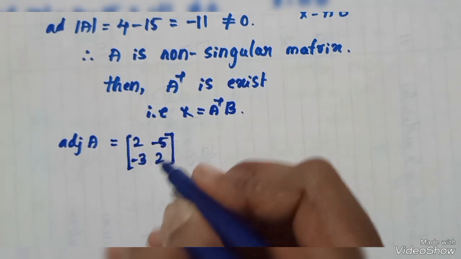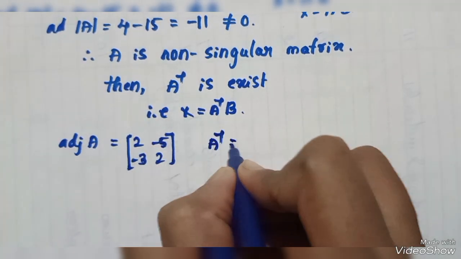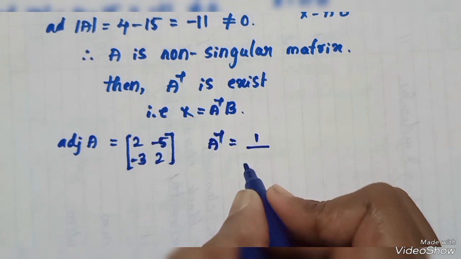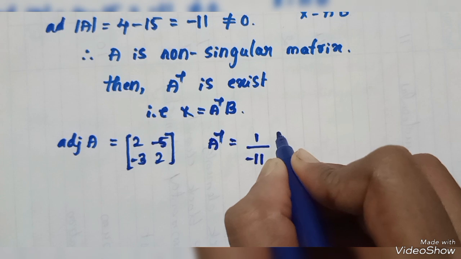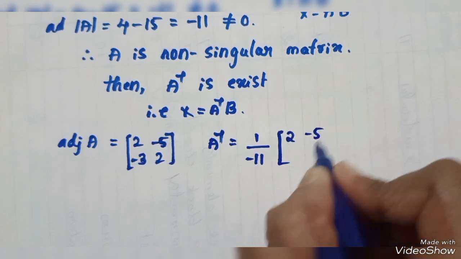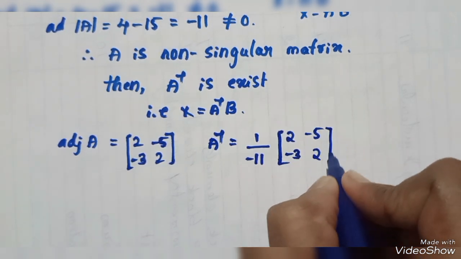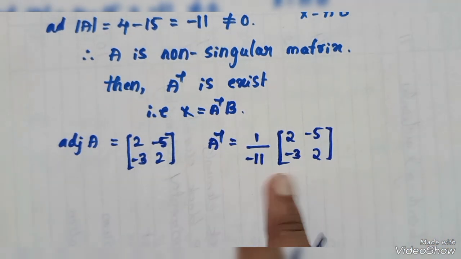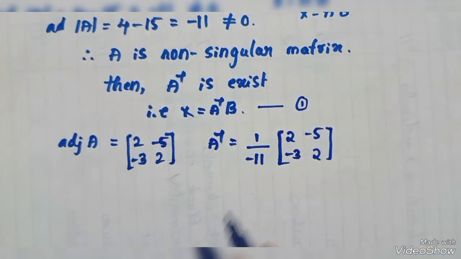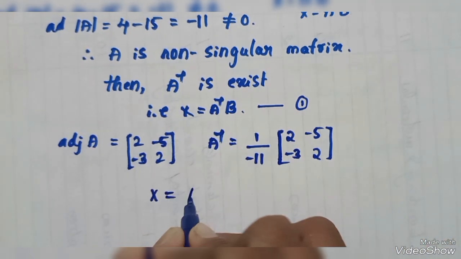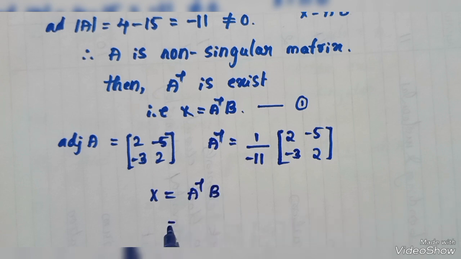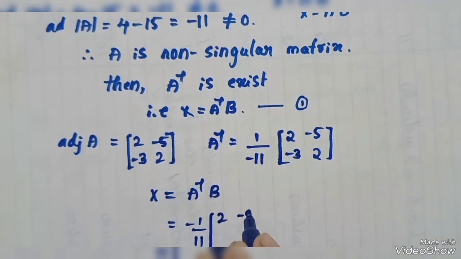Then we know that A inverse is 1 divided by the determinant value, that is minus 11, into the adjoint of A, that is 2 minus 5 minus 3. This is the A inverse. We have to take equation number 1, then substitute A inverse in that equation. Then x equals A inverse into B. A inverse is minus 1 divided by 11 into 2 minus 5 minus 3.